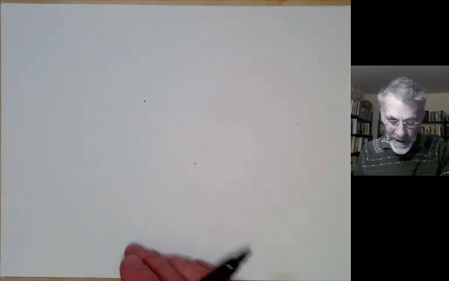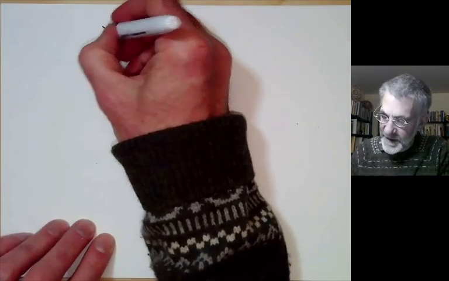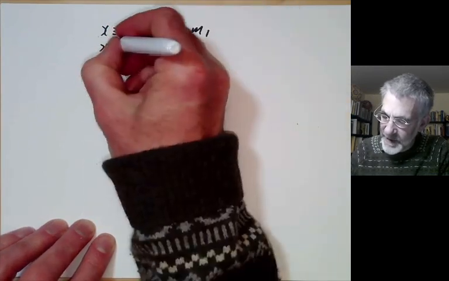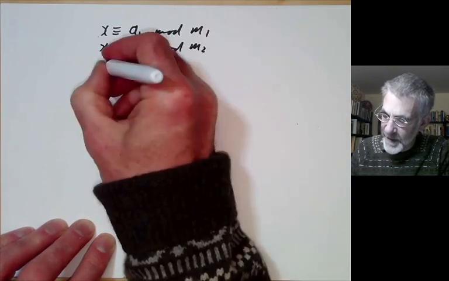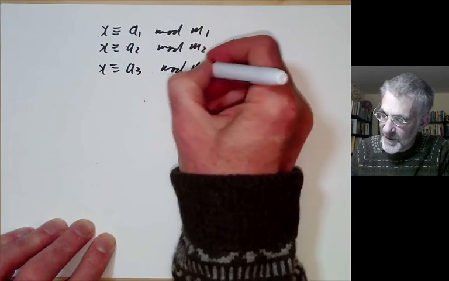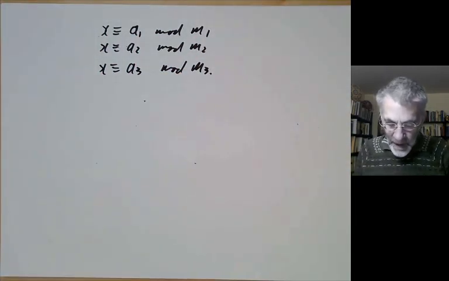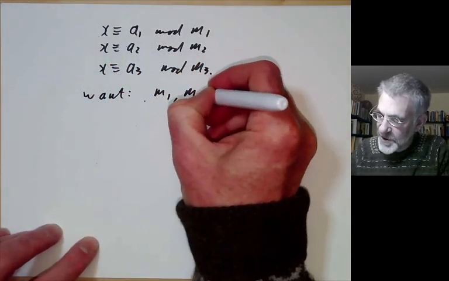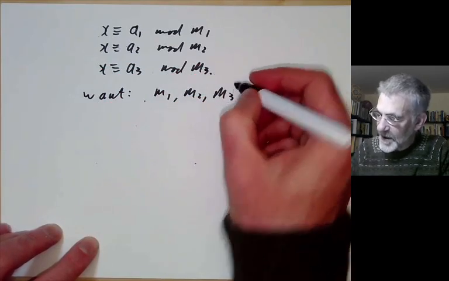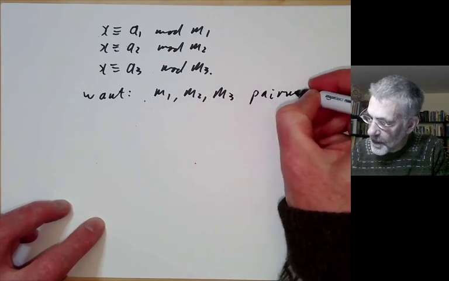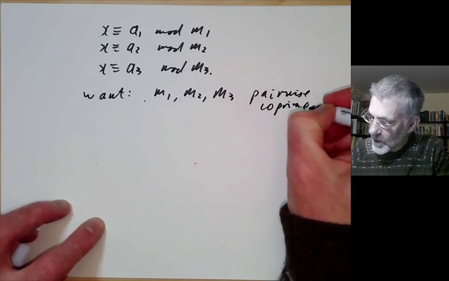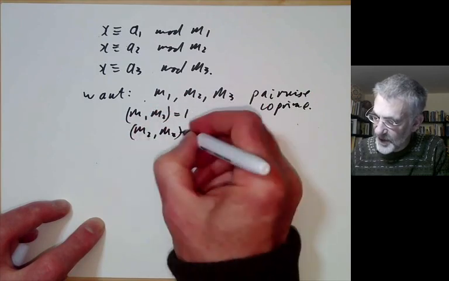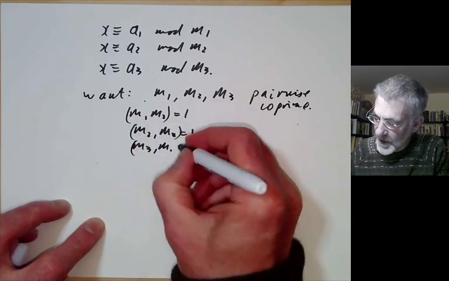What happens if we've got three equations? So we've got x is congruent to a1 modulo m1, x is congruent to a2 modulo m2, and x is congruent to a3 modulo m3. So what do we do? Well, obviously we would like m1, m2, m3 pairwise coprime. What this means is that m1, m2 are coprime, m2, m3 are coprime, and m3, m1 are coprime.